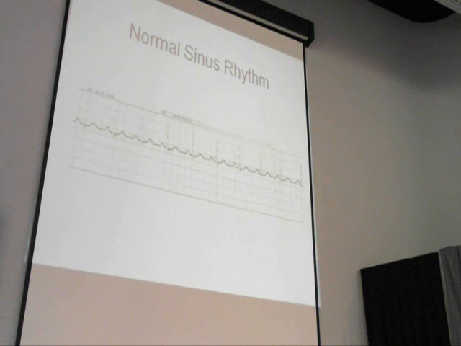So we need to know what's normal, so we can identify it and give it a name, like we do in ACLS. But your basic waveform is P, Q, R, S, T, and sometimes a U wave.